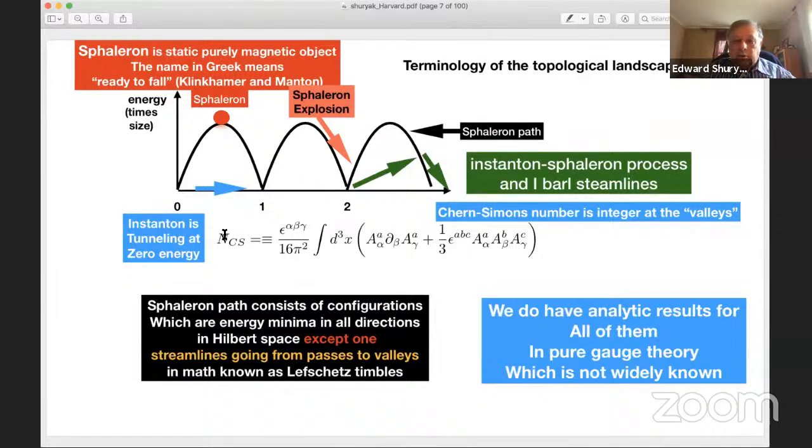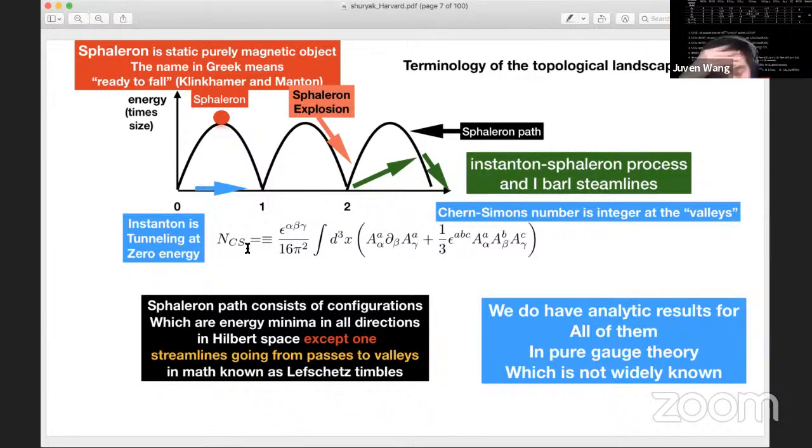In other words, there is some topological current of which Chern-Simons number is a zero component, and the divergence of that current is G G-dual. So that is the connection between them. The instanton is a process describing tunneling. These are static configurations describing minimal energy states, or potential, you might call it, as a function of Chern-Simons number.